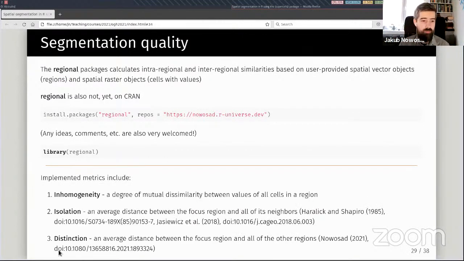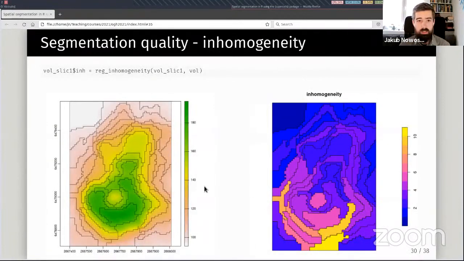And we can have several metrics. I will show you just two. So inhomogeneity means how dissimilar internally each superpixel is. And isolation means how our superpixel is different from its neighbors. And to calculate this, we just need a function called RegInHomogeneity, which takes our superpixels or any other polygons you have. It's not only limited to superpixels. And next, it requires our input raster.